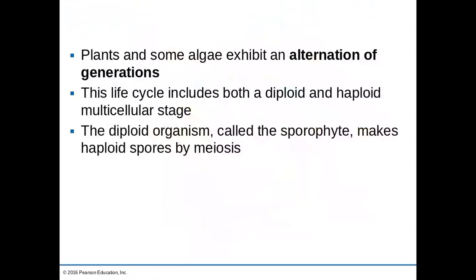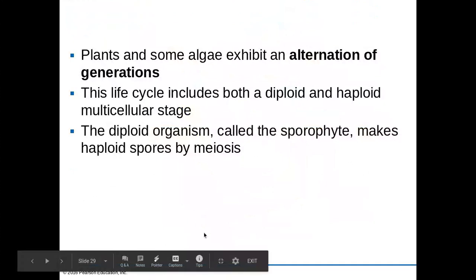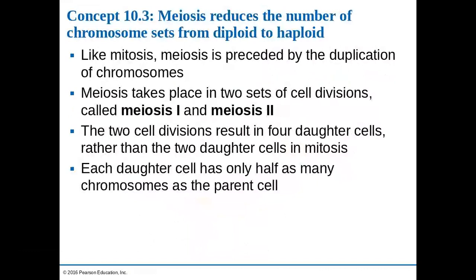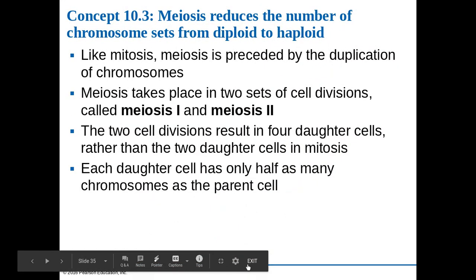Plants and algae will exhibit a life cycle called alternation of generations. We don't really need to know the details of this for the AP exam. The next section is going to talk about how meiosis actually occurs.